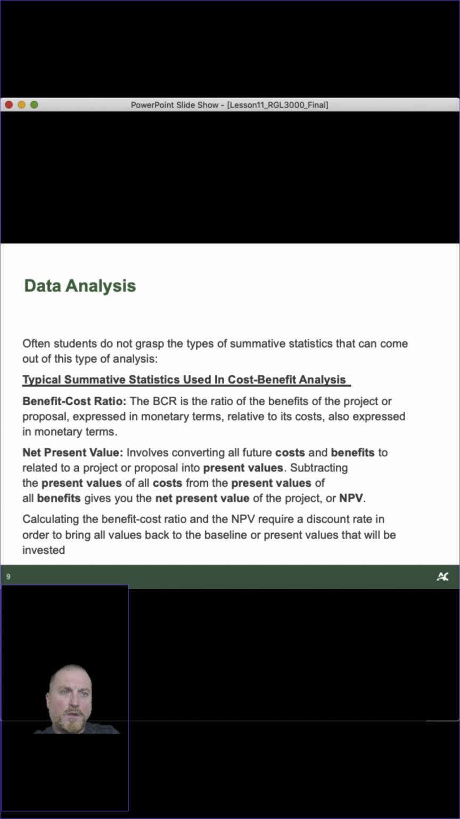Now Excel will do all of that for you. Okay, calculating the benefit cost ratio and the NPV requires a discount rate in order to bring all values back to the baseline or present values that will be invested. We just talked about that. Okay, I'm asking you to use a 5% discount rate. Everybody should use that, but then depending upon the nature of your project, run some risk assessments on that discount rate just to see what would happen if we calculated it at 4% instead of 5, or 6% instead of 5. I just want you to see what the implications of that are to your final cost-benefit ratio and your NPV. All right.